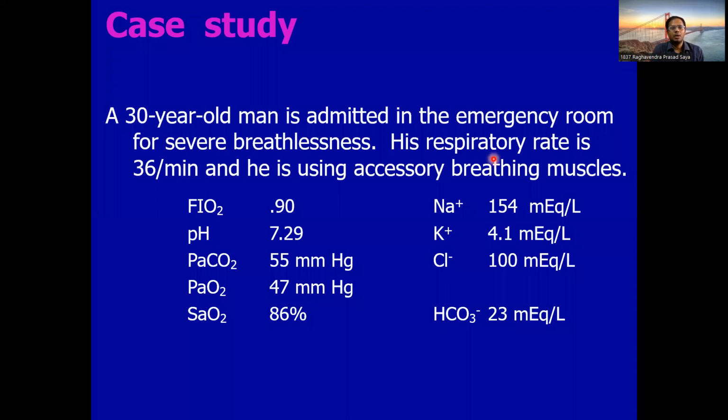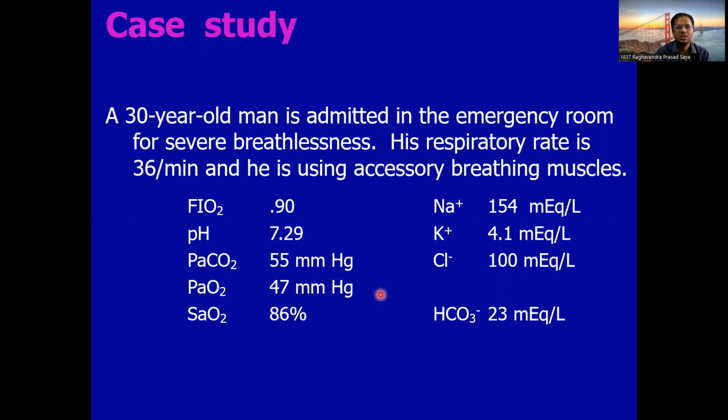So now coming to the assessment of acid-base balance. In this assessment of acid-base balance, the pH is 7.29. The patient is having acidosis, and the PCO2 is 55 millimeter of mercury, and that means patient is having respiratory acidosis. And here bicarbonate is 23. We have to see whether there is any compensation or not.